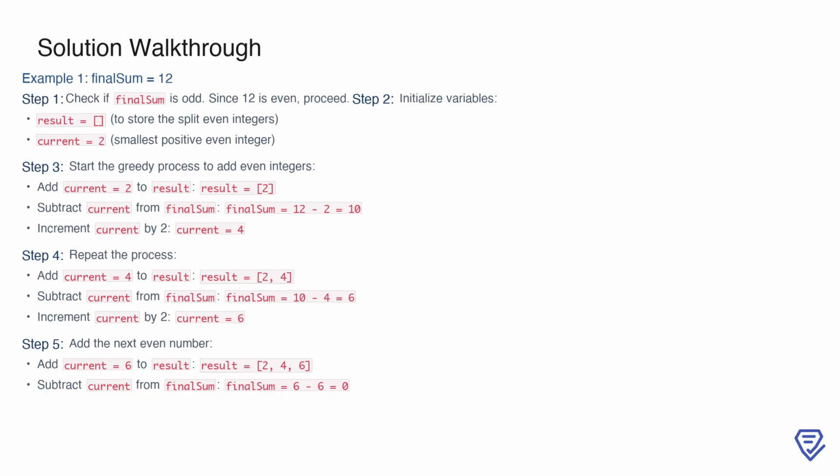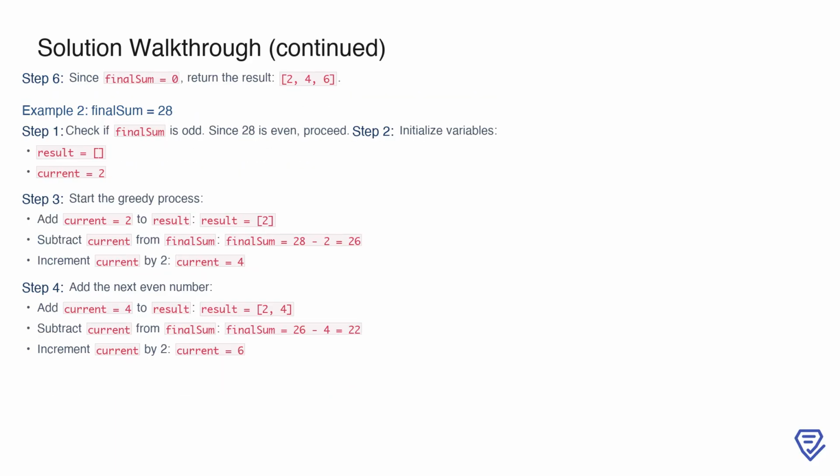Finally, we add 6 to result, so it becomes 2, 4, 6. Subtracting 6 from final sum reduces it to 0, which means we've successfully split the sum into even integers. Since final sum is now 0, we can return the result, which is 2, 4, 6. Now, let's look at another example where final sum equals 28. Again, we check if final sum is odd, and since 28 is even, we proceed.